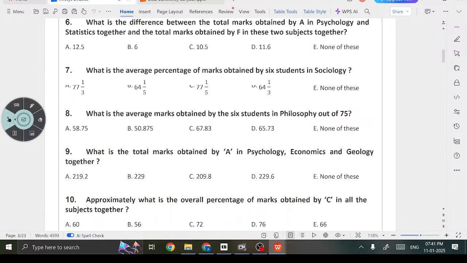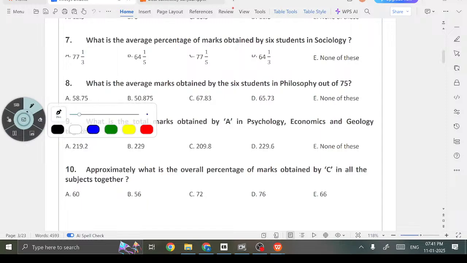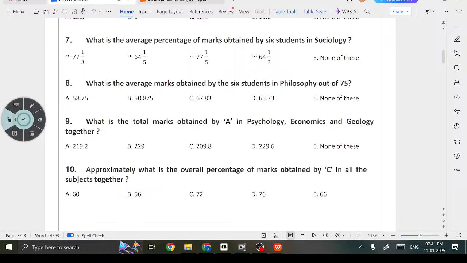Next question, let's read the question once. What is the total marks obtained by A in psychology, economics and geology together? I will only solve this. A in psychology, economics and geology. We just have to total them. I just have to get the total marks. This you can do, no problem. All right, we'll see the next question. Let's look at the 10th question once.